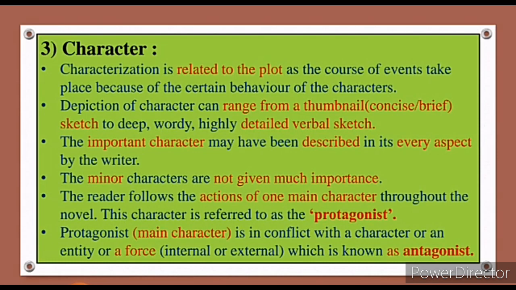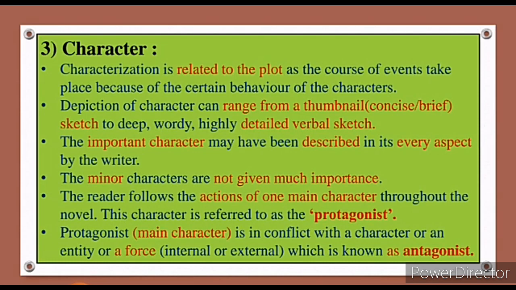So what does the line talk about? In the novel there are some main characters and some minor characters, and those who are main characters are known as protagonists. The protagonist is in conflict with another character outside, or an entity or force, both internal and external. Like you must have seen in movies, he might be quarreling, might be fighting, or sometimes he himself tries to solve the problem. So that is present, which is known as the antagonist.